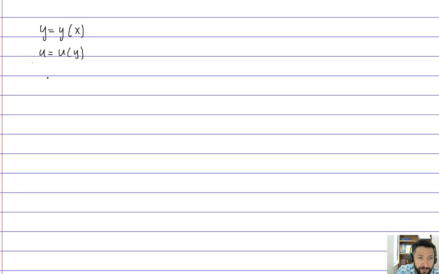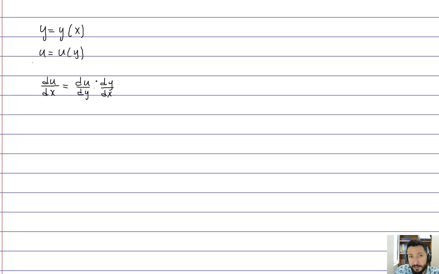If I want to take the derivative of u with respect to x, the chain rule tells me that I have to take the derivative of u with respect to y and then the derivative of y with respect to x.